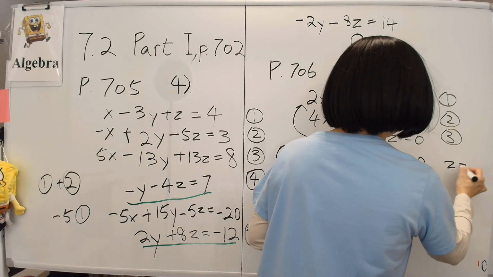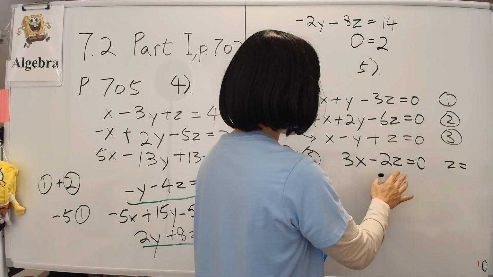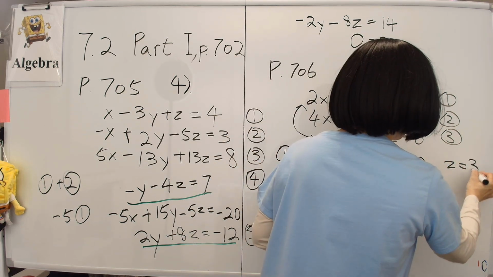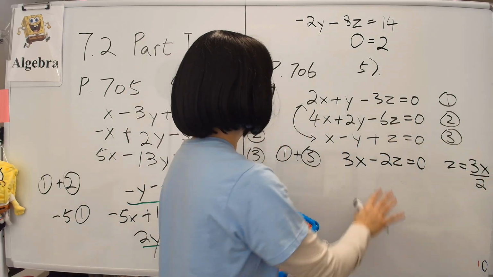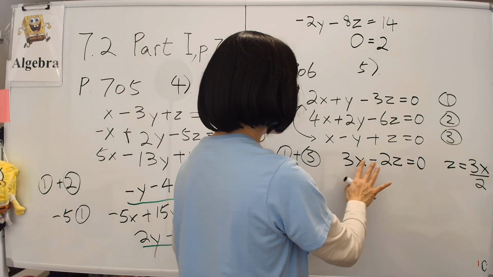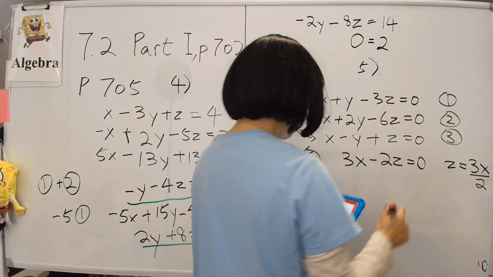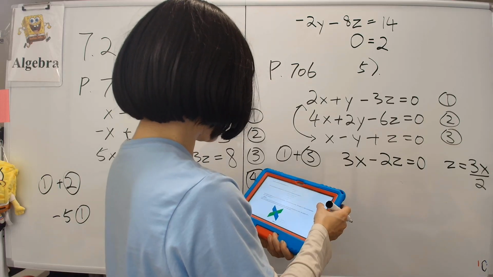You put the z on the other side, and then do some division. Put the z on the other side, then 2z equals 3x, and then drop the 2 down. So z equals 3x over 2. So we got z out of here.